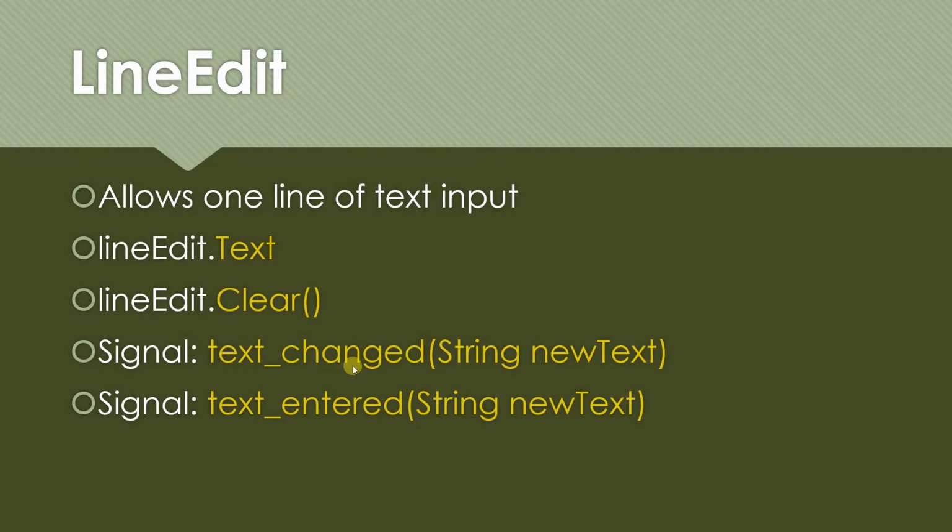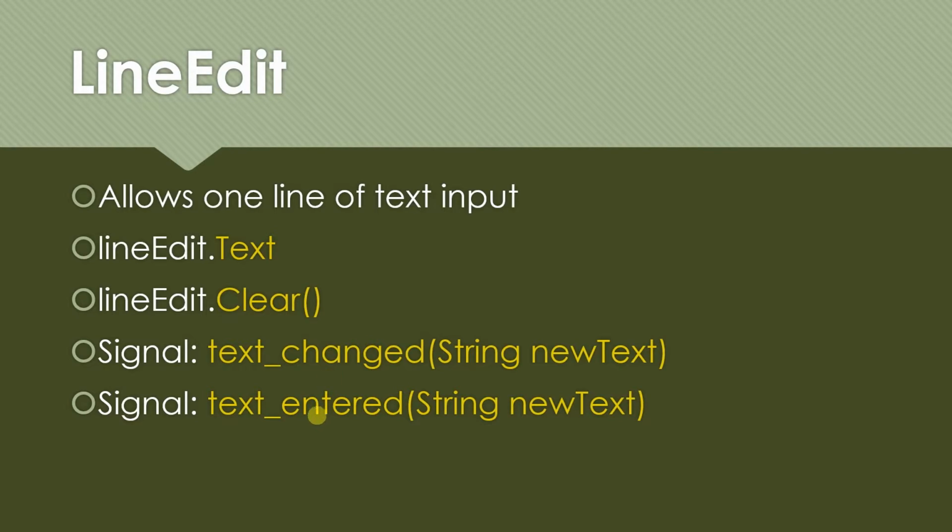The text change signal is emitted whenever any character in the line edit changes. And the text entered signal is only emitted when you basically press enter, right? So you type something and then you press enter. So the text change signal is emitted much more frequently because as you are adding characters, this signal is constantly getting emitted for every character that you add or delete.